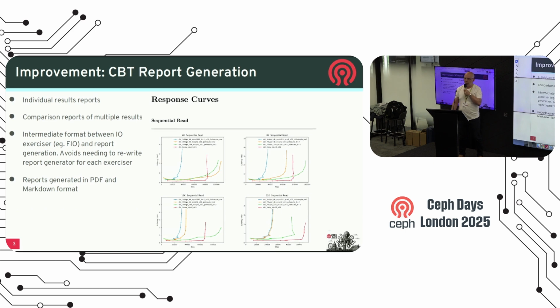So one of the main issues is when you add a new IO exerciser, you've got to redevelop how you do the report generation. By generating this intermediate format, we can easily add support for new IO exercisers just by writing a very thin layer that converts the IO exerciser output into the intermediate format. So we don't have to rewrite the report generator. And all reports that we generate are in PDF and Markdown format, so they're easily viewable within GitHub.